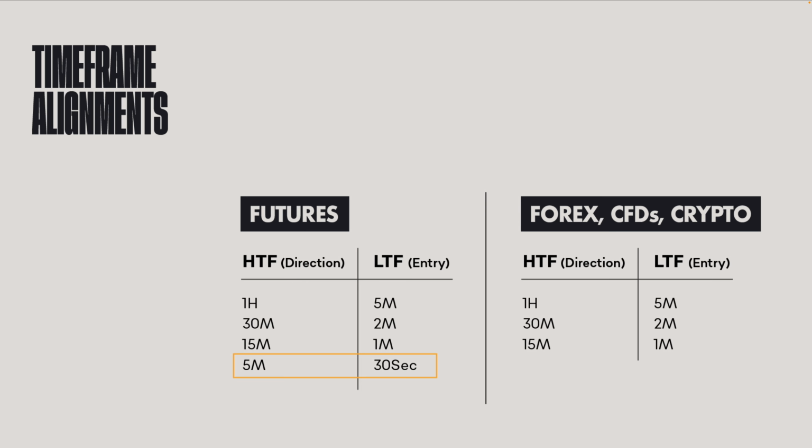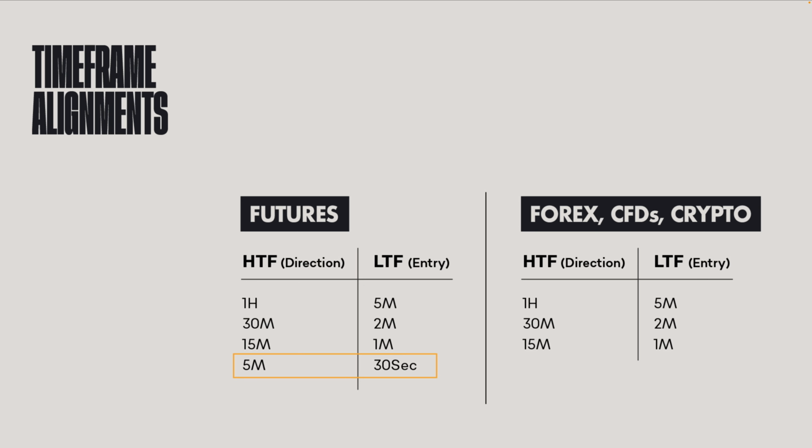If you trade futures, like myself, you can go lower in your time frame alignment, purely because you virtually do not have any spreads in futures. If you trade Forex or CFDs or crypto, you have to deal with spreads. So you cannot go to the lower time frames. The strategy still works 100% perfect. You just can't go to, let's say, the 5-minute and the 30 seconds like you can on futures. So if you trade Forex, CFDs or crypto, the lowest you can go would be 15 minutes as your higher time frame and 1 minute as your entry time frame.